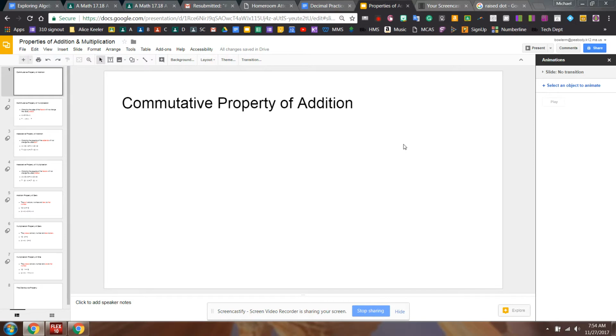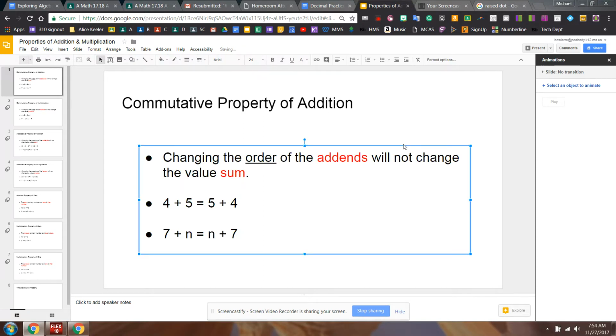They change their location. So from that word commute comes the commutative property, which basically says that changing the order or the location of the addends will not change the value of the sum. For instance, 4 plus 5 is the same as 5 plus 4, and 7 plus n, therefore algebraically, would be the same as n plus 7.